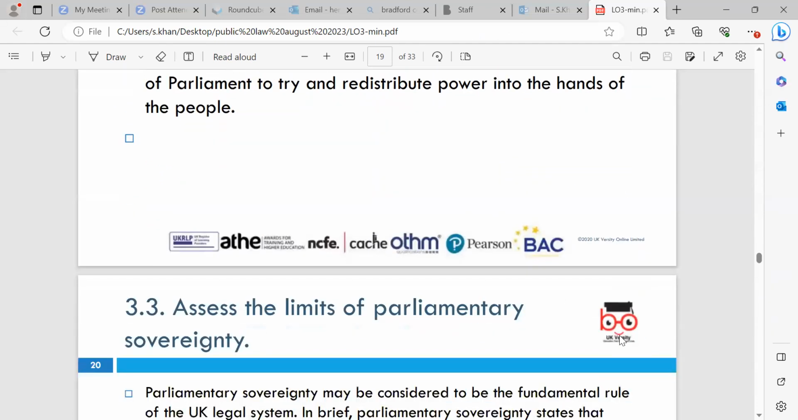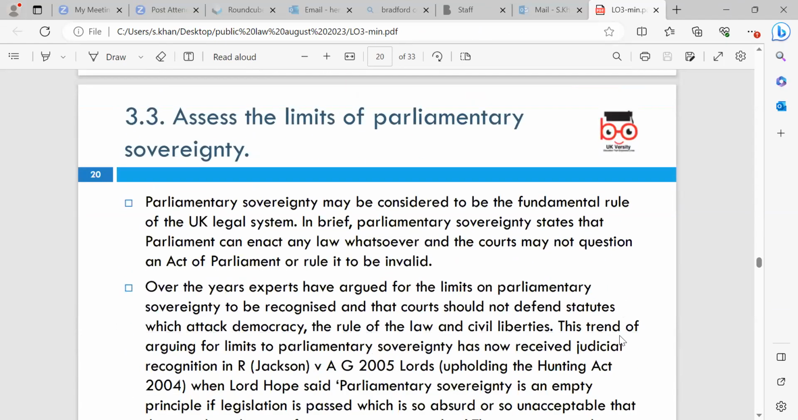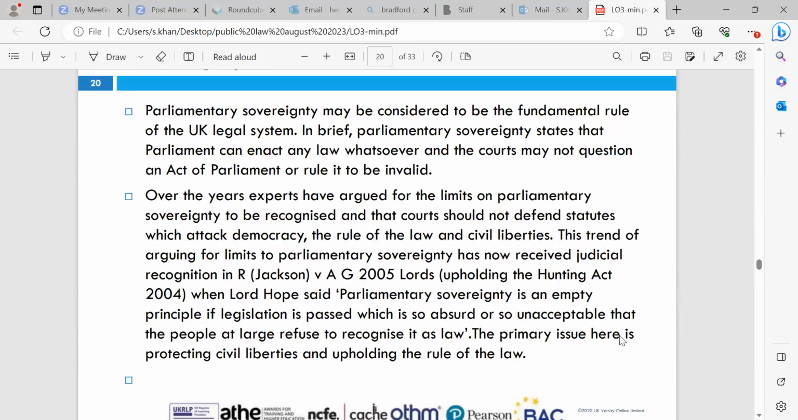Now we're going to go on to 3.3, which is to assess the limits of parliamentary sovereignty. So parliamentary sovereignty may be considered to be a fundamental rule of the UK legal system. In brief, parliamentary sovereignty states that Parliament can enact any law whatsoever, and the courts may not question an act of Parliament or rule it to be invalid.